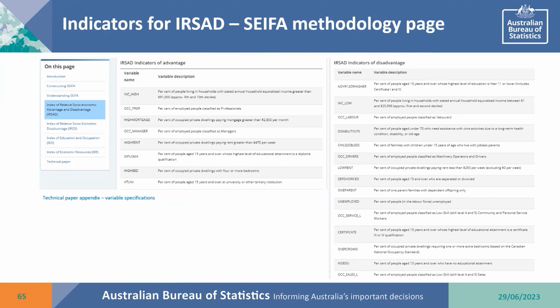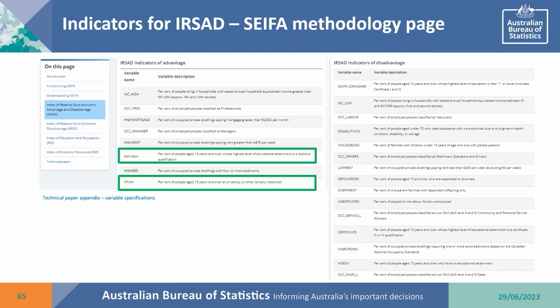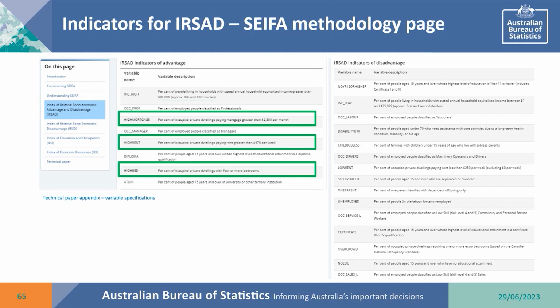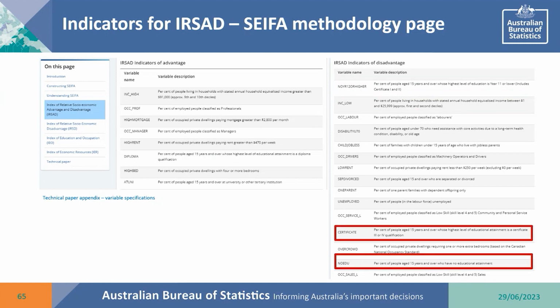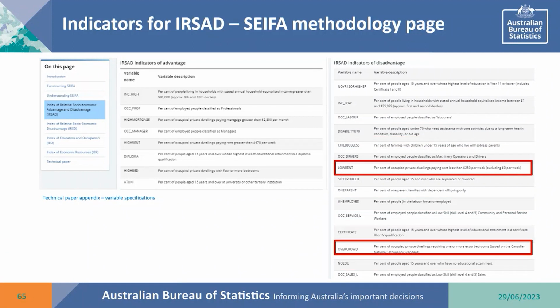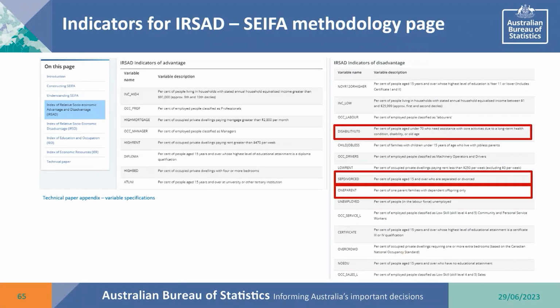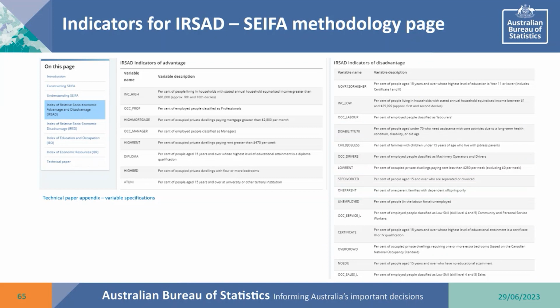If we head over to the SEIFA methodology page on the ABS website, we can get a list of the advantage and disadvantage indicators included in ERSAD. High income is the strongest indicator of advantage. Some occupations, qualifications, and dwelling characteristics are also indicators of advantage. No Year 12 or higher is the strongest indicator of disadvantage. We have low income, some qualifications, quite a few employment variables, dwelling and family characteristics that are also indicators of disadvantage. So now we know what to look for: indicators of advantage and disadvantage.